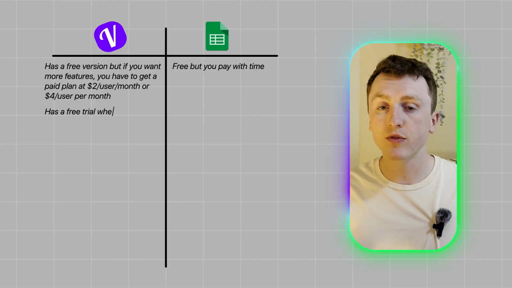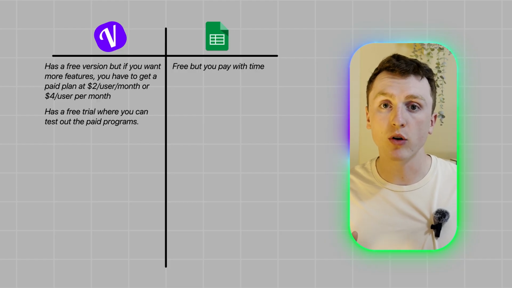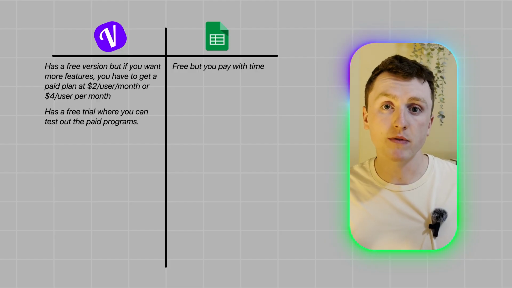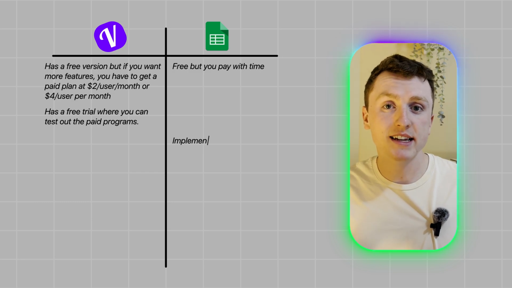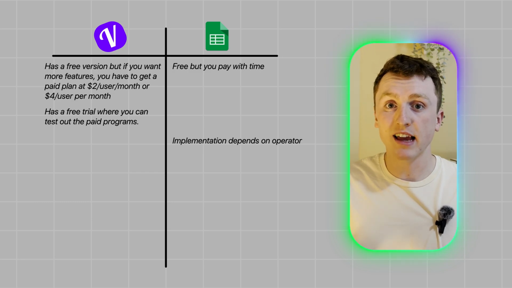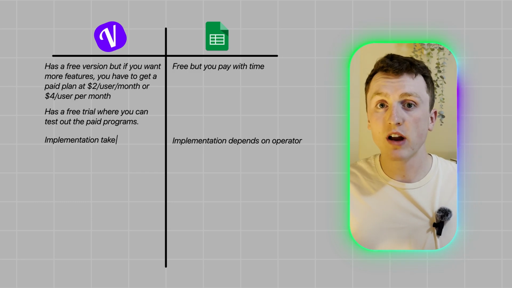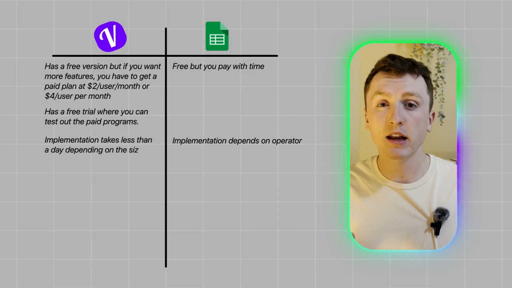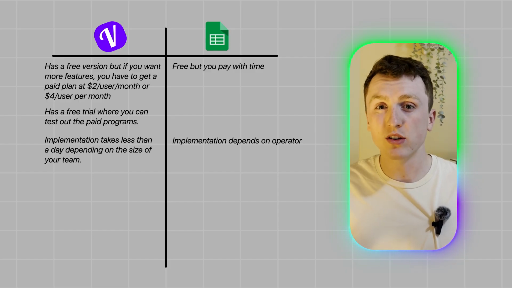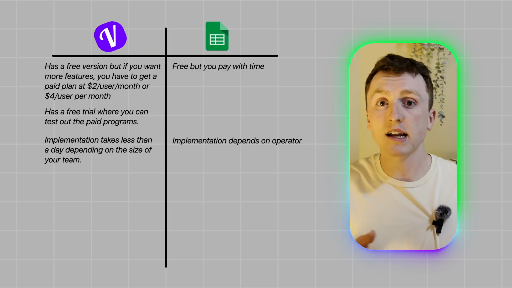Vacation Tracker does have a free trial where you can test out our paid programs, so you will be able to test it before you really commit. The length of time it takes to implement the Google Sheet is basically how fast you are at building it, but Vacation Tracker is usually up in less than a day depending on the size of your team, because all you have to do is invite your users and set up your policies.